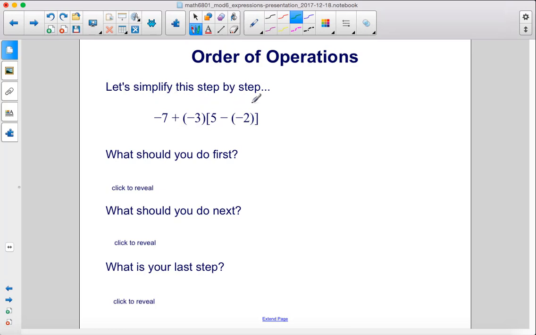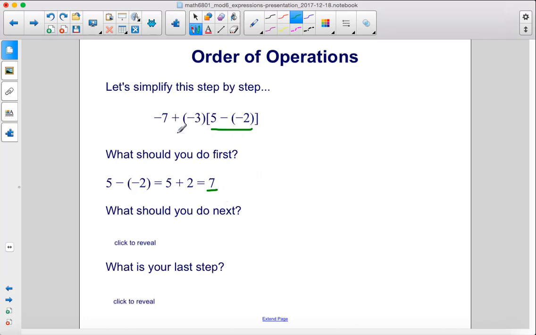Let's simplify this step by step. Alright, here's an example. What should we do first? Well, we should do this first. These brackets are the same as parentheses, and there's an actual operation in here. We have a parentheses here, but that just means to multiply. Here, we actually have an operation inside of the parentheses, or the brackets. So 5 minus negative 2 becomes 5 plus 2, and that equals 7.